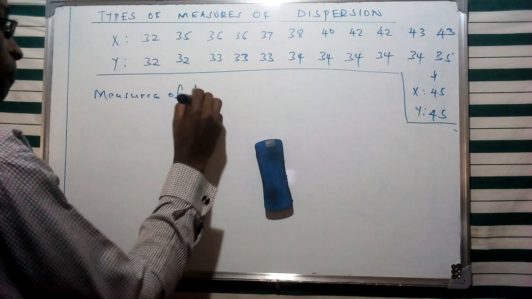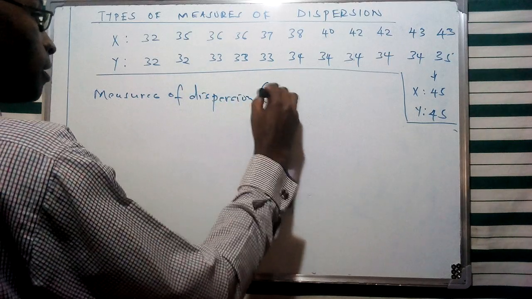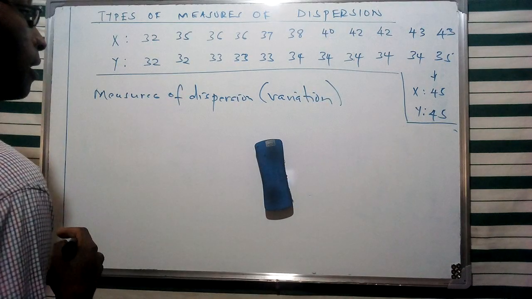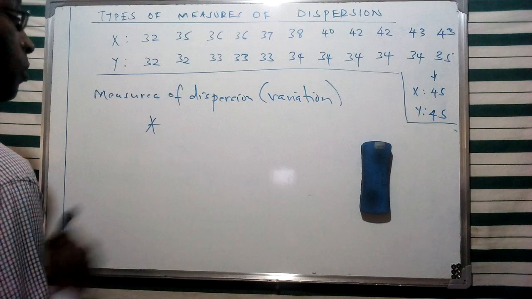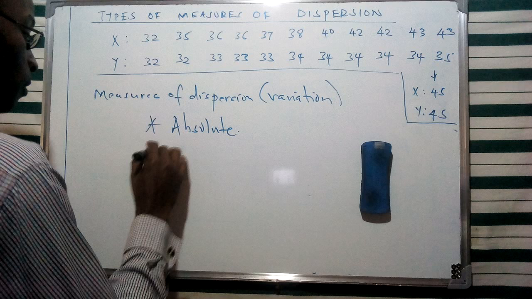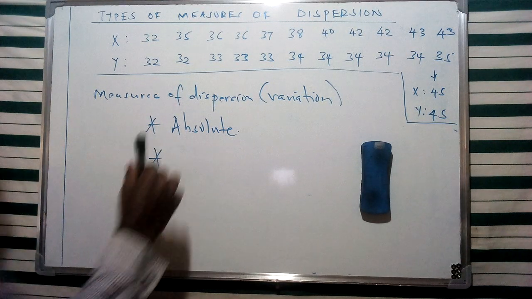Now, from our last discussion, I had mentioned the concept of measures of dispersion, which I said can also be referred to as measures of variation. In this case, I had given two specific sets of measures of dispersion: the absolute, and the second one that we referred to as the relative measures of dispersion.